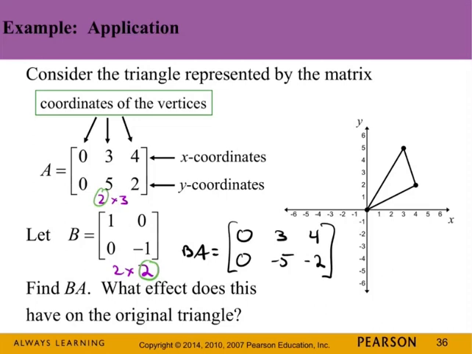Let's plot it. So we still have the origin. (3, -5) is here. (4, -2) is here. So it flipped it vertically. That's interesting.